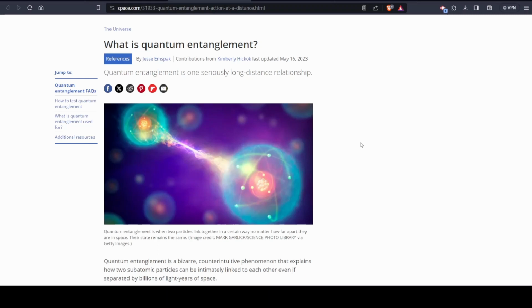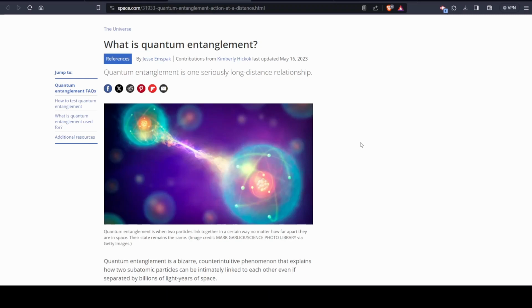And that was something that I had never really considered. I thought it was one or the other, you just don't know. But that's not actually what quantum entanglement says. Quantum entanglement says that the particle exists in both states at the same time. Not one or the other, but both.